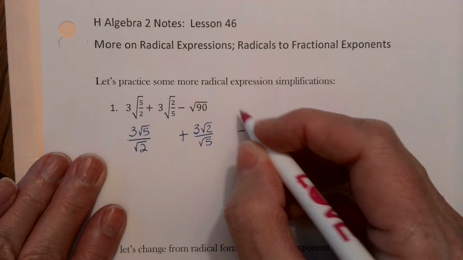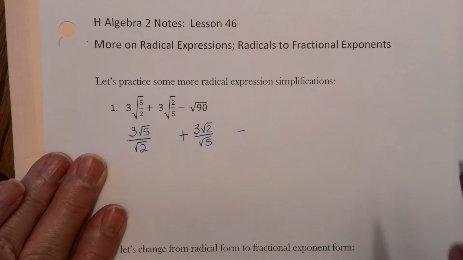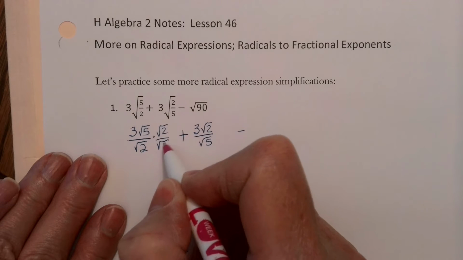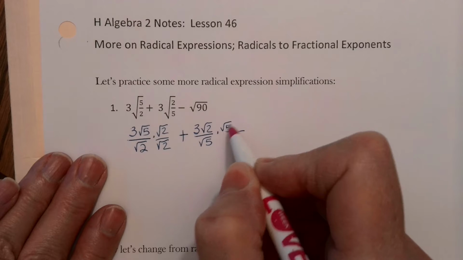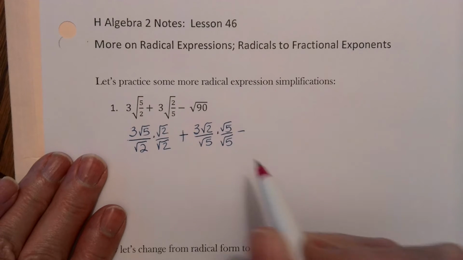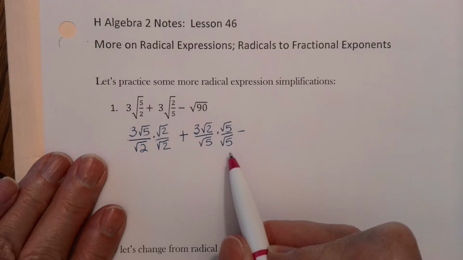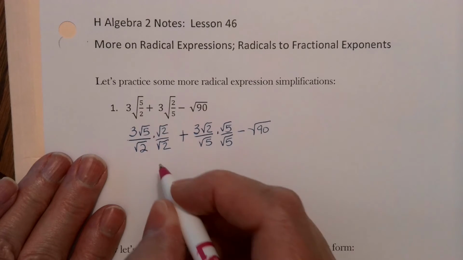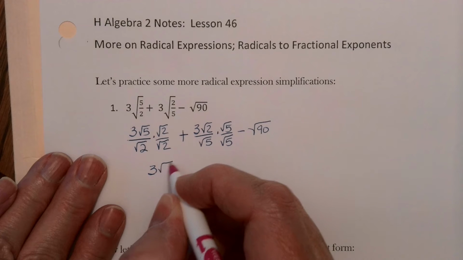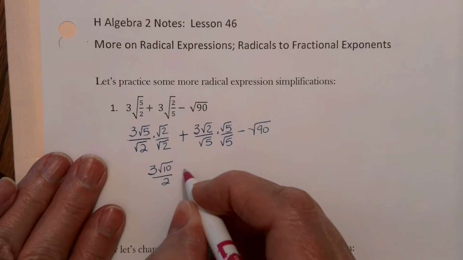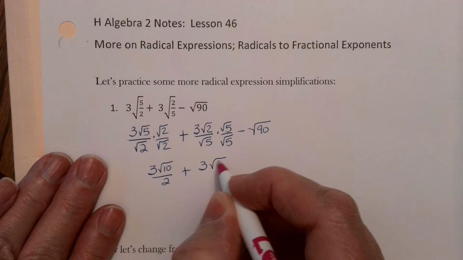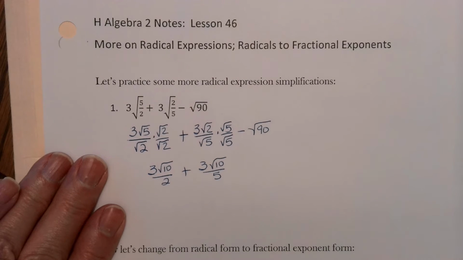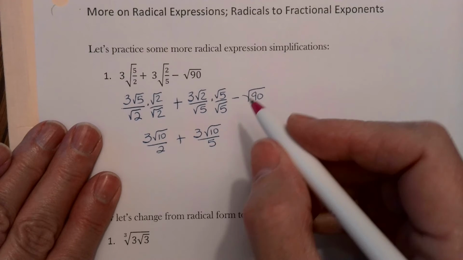And then I'm going to have the square root of 90. I'm going to do something with that in just a minute. I'm going to go ahead and rationalize these. Okay, so that's going to end up being a 2, and that's going to end up being a 5, right? So I'm going to have 3 times the square root of 10 over 2 plus 3 times the square root of 10 over 5.